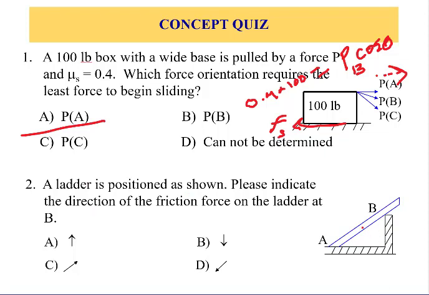This ladder shown in this graph is sitting on a surface. Because of its weight, the ladder tends to move downward. The friction force at B is tangent to the surface and opposite to the motion. So this is going to be your friction force. So the answer is C.